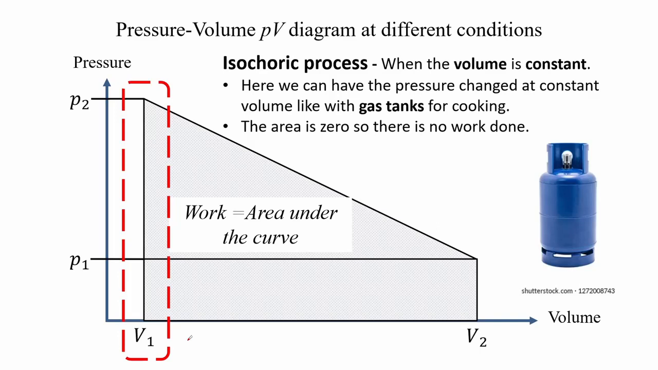Here we have a pressure-volume diagram at different conditions. The area underneath the curve is the amount of work done. An isochoric process is when the volume is constant. Here we can have the pressure changed at constant volume, like with gas tanks for cooking. The area is 0 so there is no work done. An example for this would be the gas tanks, where the volume is maintained by the metal tank while the pressure is changed as the gas is released from the tank.